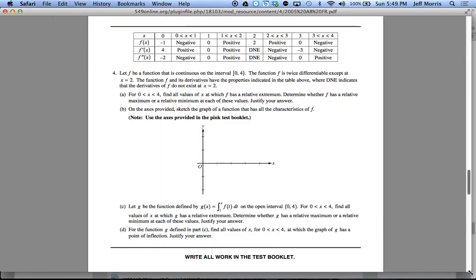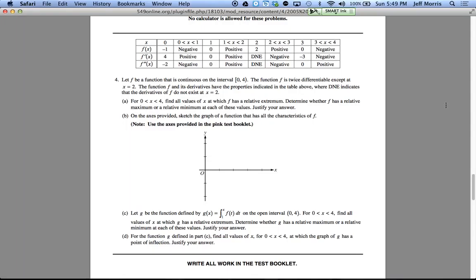All right, so the table is still f of x. From 0 to 4, find all the values of x at which g has a relative extrema. All right, here's g. If I want to find the relative extrema for g, what is g prime of x? F of x. So this is the exact same problem as part A. But now, to look at the relative extrema for g, we need to look at which line? The top one. So I need to look at the top one here.